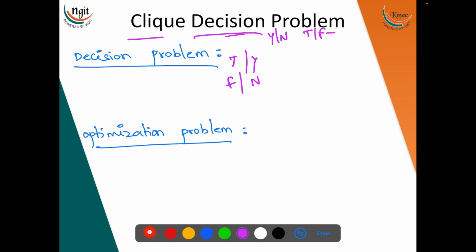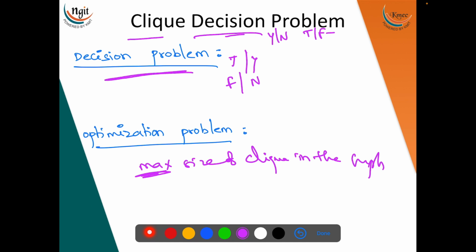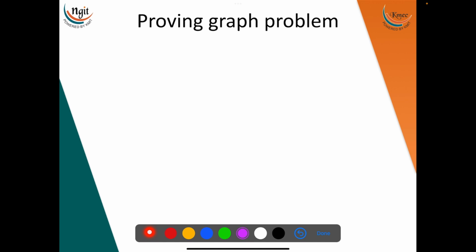Optimization problem is what? The maximum size of a clique in the graph. It asks whether cliques are there, and if so, the maximum size we will tell. So that is decision problem and optimization problem. In the decision problem, we consider the value K, that is, whether a graph has a clique of size K or not. And optimization is to find the maximum clique in a graph. Basically, CDP, the clique decision problem, is a graph problem, and we also have to prove that it is an NP-hard problem.